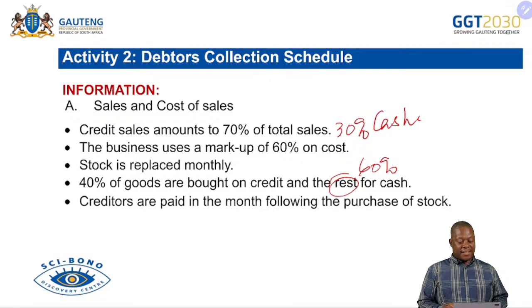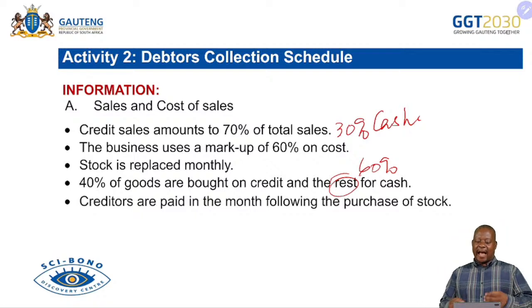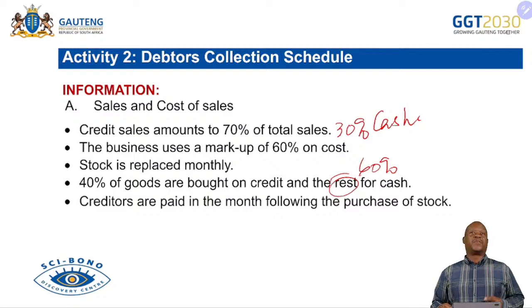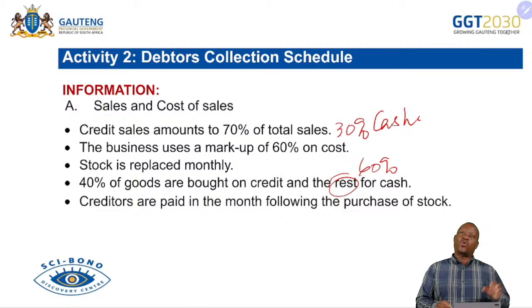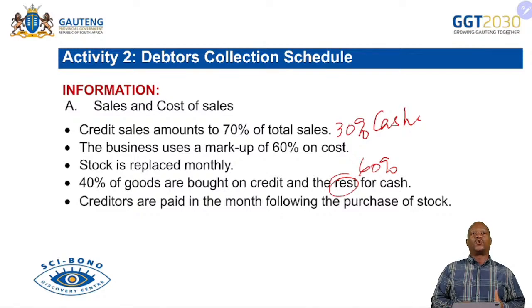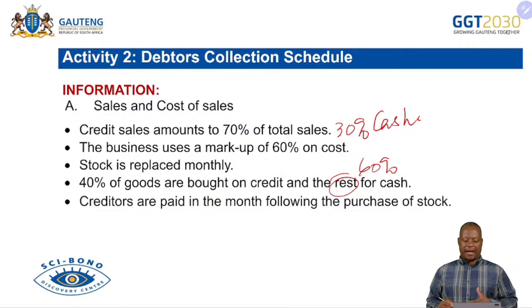And then they also say creditors are paid in the month following the purchase of stock, which therefore says if we are buying stock in January, we are going to make sure that all the credit purchases of stock in January are paid in February. We are just going to buy this month and pay next month for all our credit purchases. We buy this month, we pay next month. We buy in June, we pay in July. We buy in July, we pay in August, just like that.